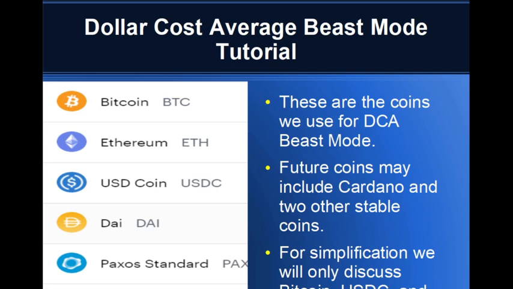But for simplification, we will only discuss Bitcoin, USDC, and DAI, or multi-collateral DAI, MC DAI. That's not McDAI like McDonald's. It's multi-collateral. That's what the MC stands for. You also might see SAI. You don't want that coin. You want DAI, which is multi-collateral DAI. They are the same. They are interchangeable. But SAI is a different stable coin, and we don't want to use that one.